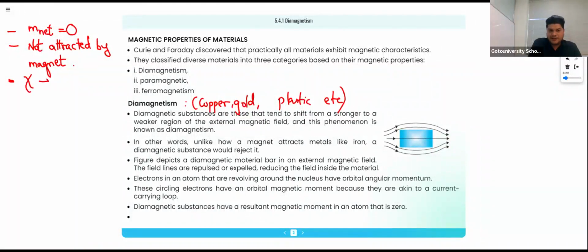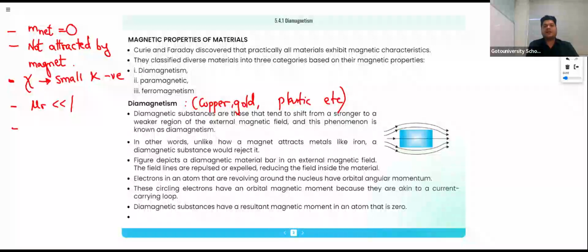Third one, magnetic susceptibility is small and negative. Then relative permeability mu r will be slightly less than 1.